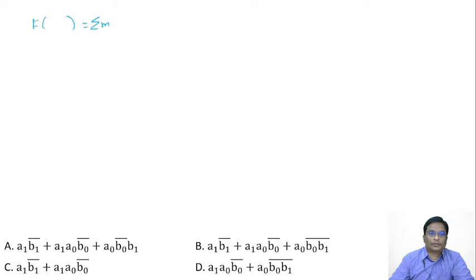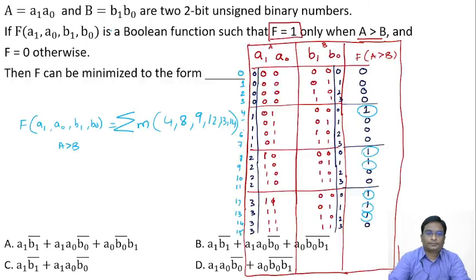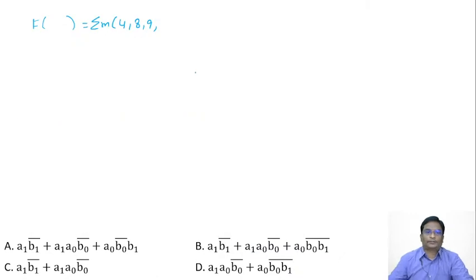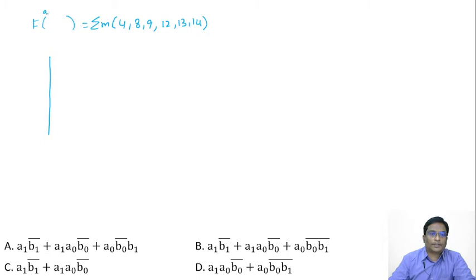So we have 4, 8, 9, 12, 13, 14. This is 12, this is 13, this is 14. Let us draw the K map here, a 4 variable K map with A1, A naught, B1, B naught. Let us try to simplify it.